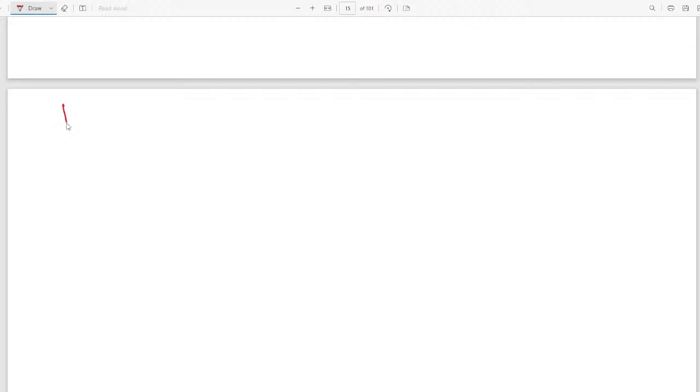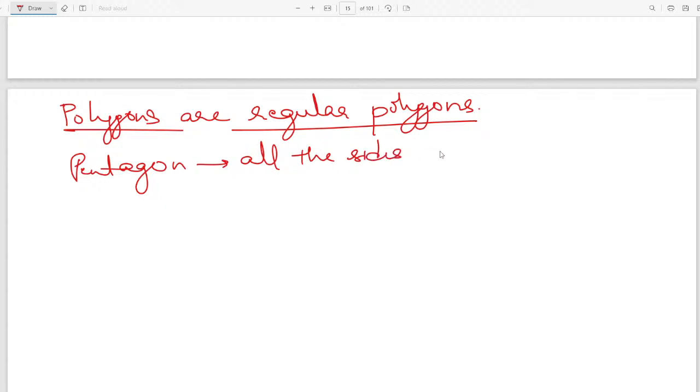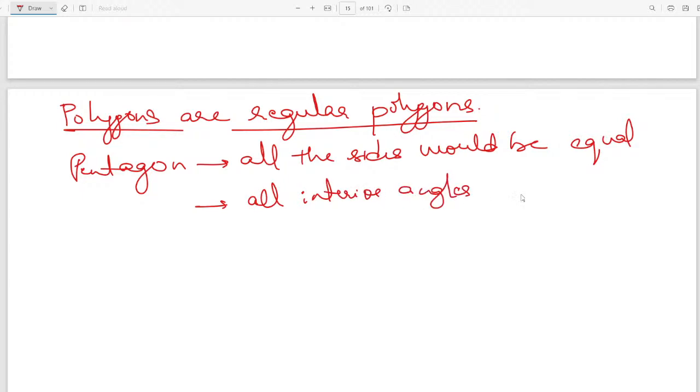So once we know the sum of interior angles, if the polygons are regular polygons, what is a regular polygon? A regular polygon is a polygon where, for example, if it's a pentagon, all the sides would be equal, and all interior angles would also be equal. So all sides are equal and all interior angles are equal.